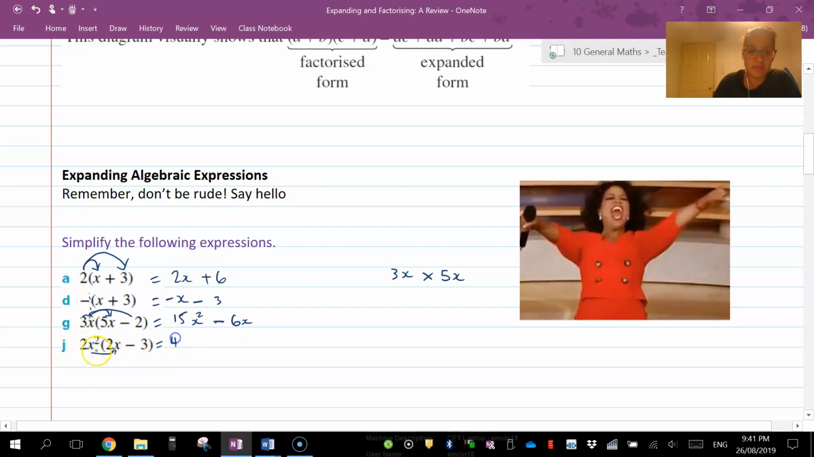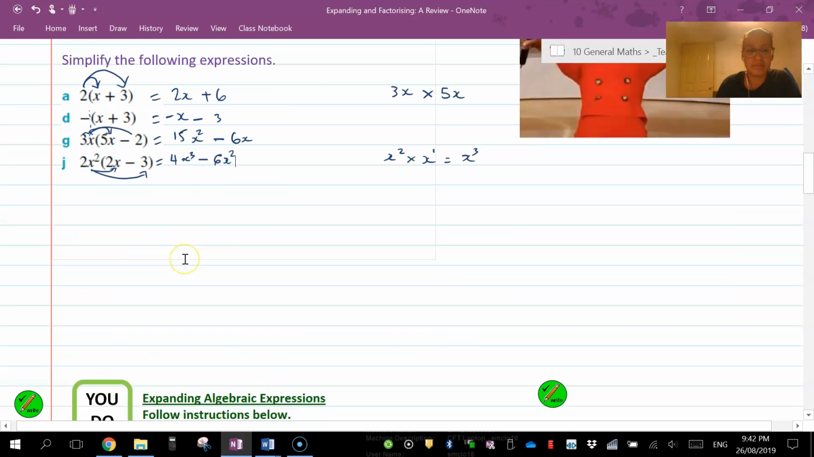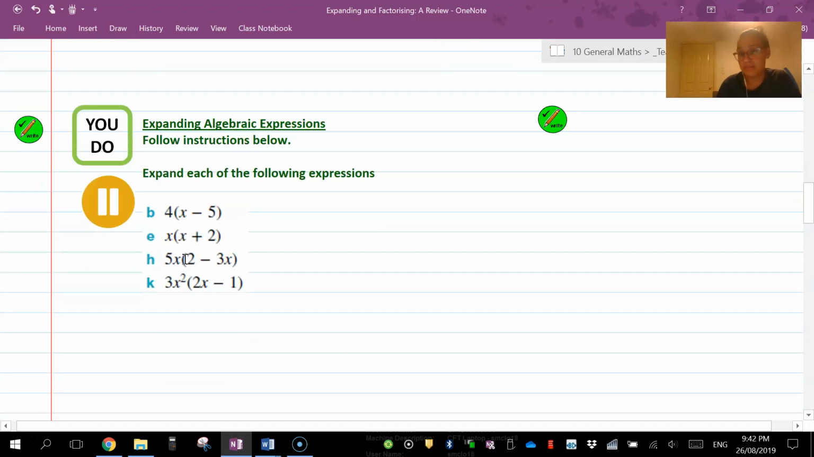2 times 2 is 4, x, so this would be your index laws. It's x squared times x, which is invisible maths. There's a 1 here. Add your indices together, that's x to the power of 3. And then this one here, 2 times 3 is 6. X squared, positive, negative, multiply together gives us a negative. So, pause the video, put these in your homework booklet, and have a go of those.